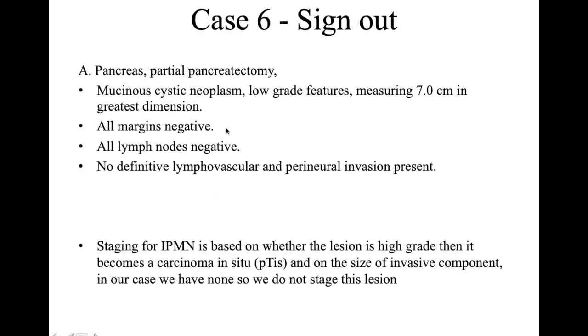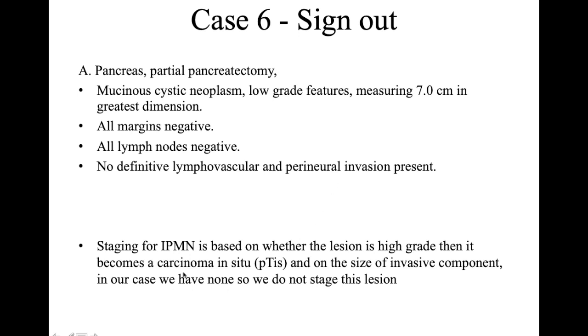So we would sign this case out as pancreas, partial pancreatectomy, for example, because if I remember correctly, this was in the tail of the pancreas. So a distal pancreatectomy could also be put over here. And here we could say it's a mucinous cystic neoplasm, low-grade features, measuring so-and-so in various dimensions, margins and lymph nodes negative, and no definite lymphovascular or perineural invasion present.